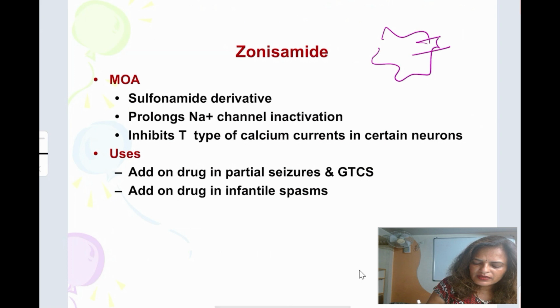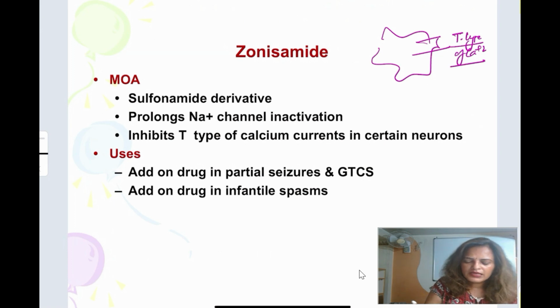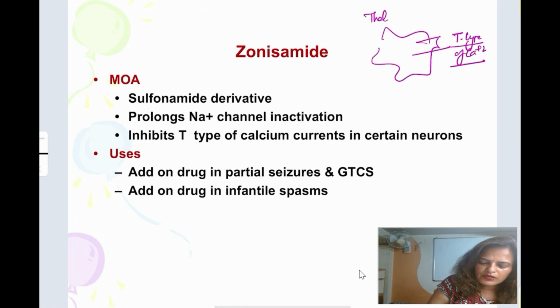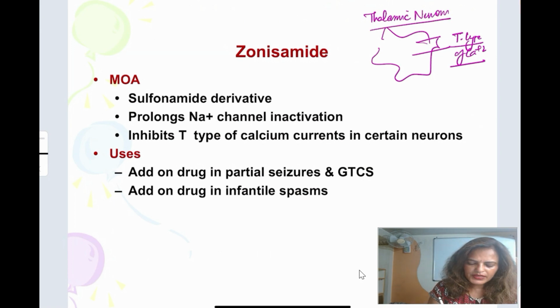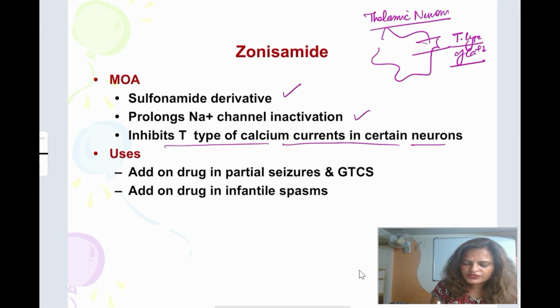So what happens here, we see the T type of calcium channel, transient or slow entry of the calcium that happens in the thalamic neuron. And certain drugs act by blocking this T type of calcium channel. One of the drugs is Zonisamide. It is a sulfonamide derivative, and it also inhibits the T type of calcium current.